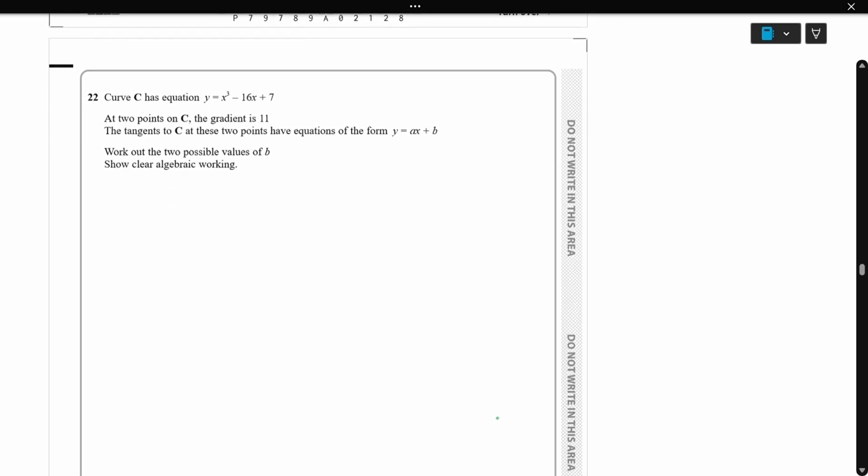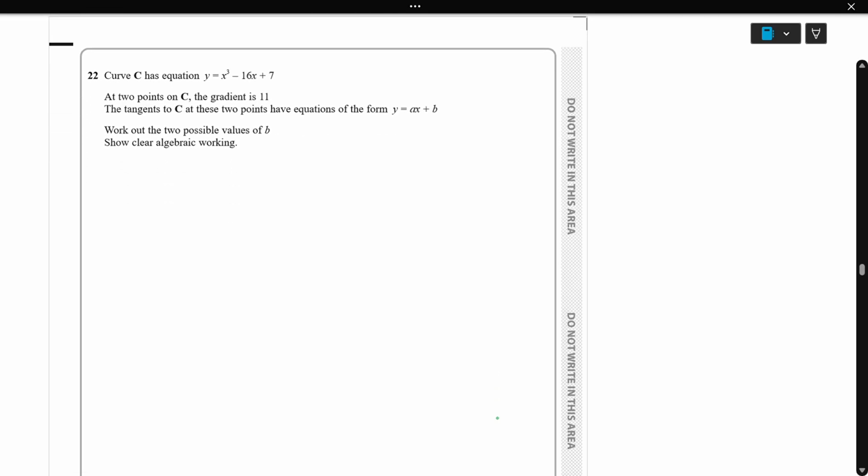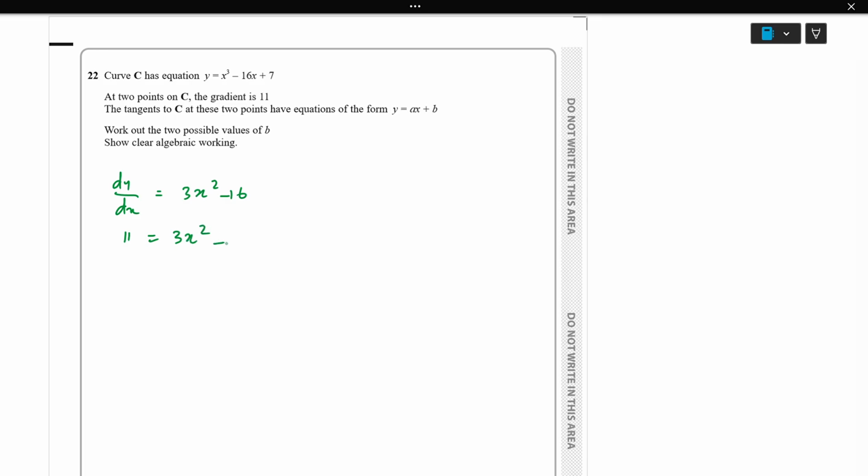Okay, next, question number 22. Curve C has the equation y equals x cubed minus 16x plus 7. At 2 points on C the gradient is 11. The tangents to C at these points have the equation y equals x plus b. Work out the two possible values of b. Since it's a gradient, obviously we have to do dy by dx. dy by dx equals 3x squared minus 16. The gradient is given, which is 11. So 11 equals 3x squared minus 16.